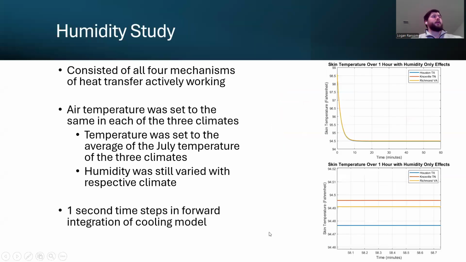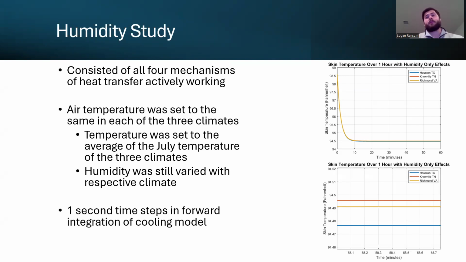So the humidity study consisted of simulating the mathematical model as well, forward integration in 1 second time steps. And all four mechanisms of heat transfer were actively working once again. But the difference in this study from the baseline was that the aim was to isolate humidity to see the effects of relative humidity on the cooling process. So therefore, the temperature was set to the average of all three climates, the average of those high temperatures in each in the month of July, while relative humidity was still varied with respect to each climate.